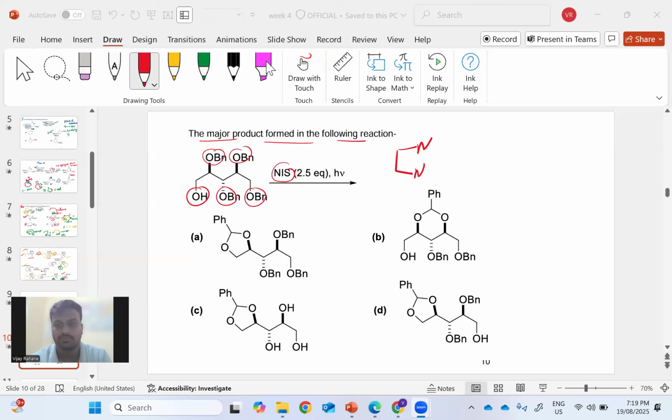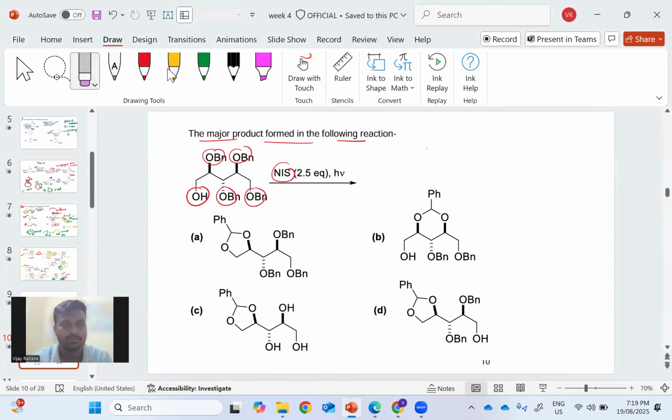I'll directly draw the structure. So this is the structure of N-iodosuccinimide. This is nitrogen, and here is the iodine. So you can see.